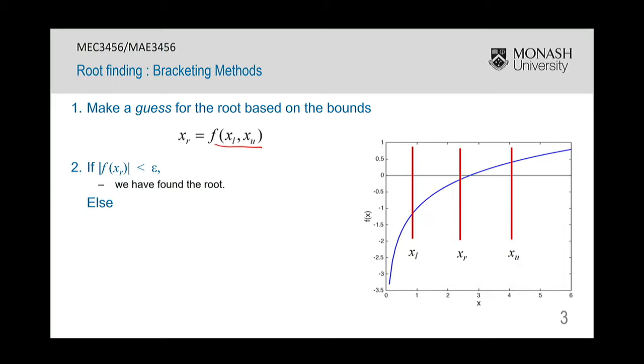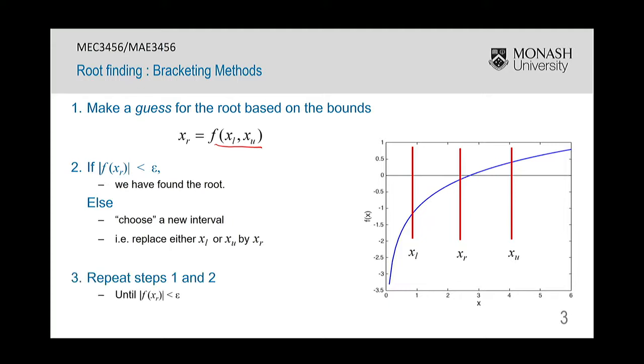However, if the absolute value of the function is bigger than epsilon, then we're not prepared to accept that level of error. And what we need to then do is somehow choose a new interval. Choosing a new interval here means not replacing both bounds, but replacing either x lower or x upper with the current value for the root. So somehow we've got to get rid of one of the old values of xl and xu, replace it with xr. We then repeat steps 1 and 2 until the function value at our new guess for the root is less than our tolerance.